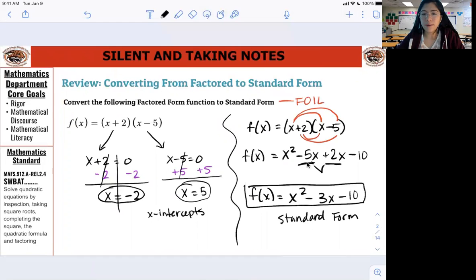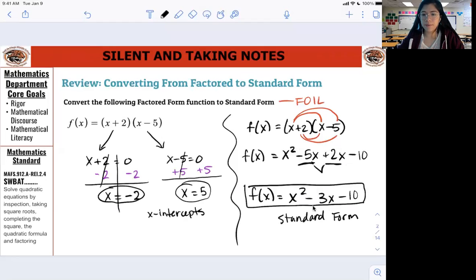Over here, I'm adding them together. I'm doing negative 5 plus 2. But when I do my last, so I have 2 times -5, I get -10. So in other words, this -3 is what you get when you add the two numbers, -5 and +2. This -10 is what you get when you multiply those two numbers. -5 times +2 gives you -10.